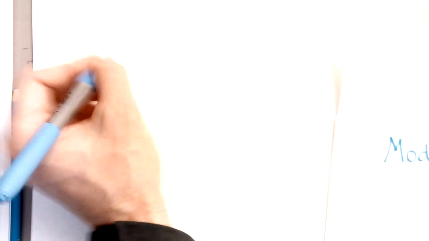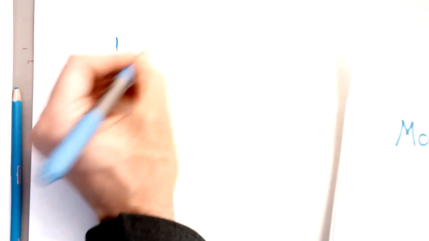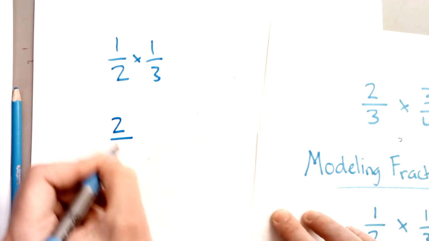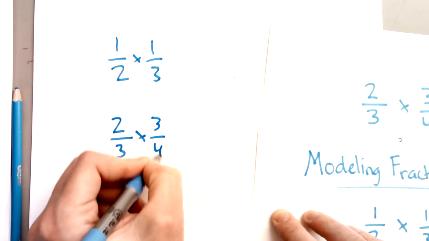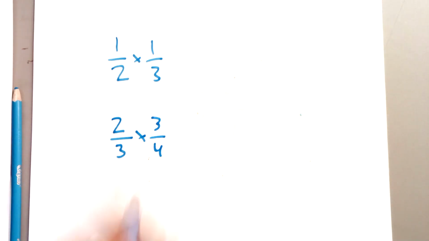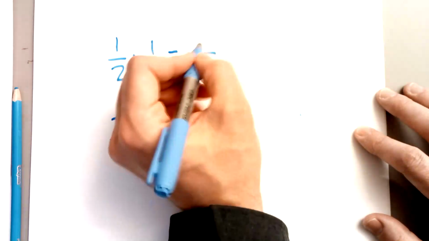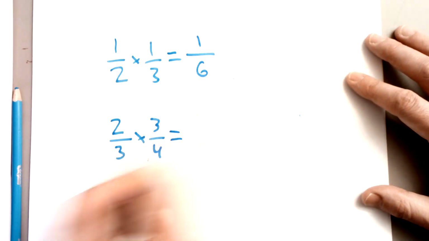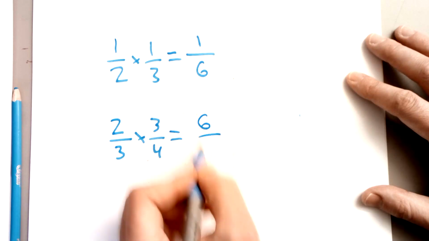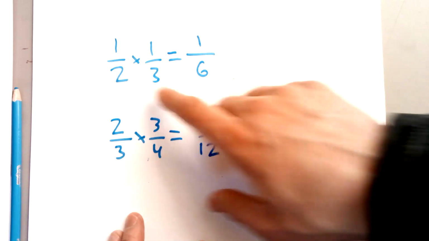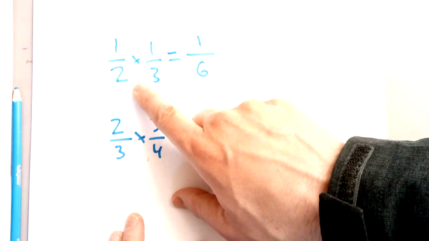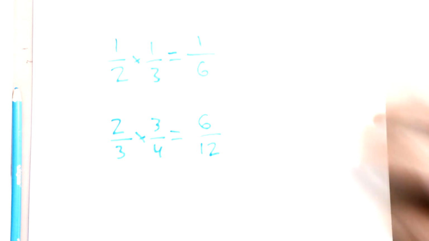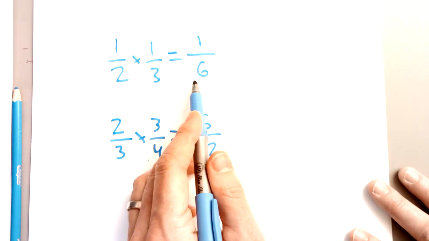I'm going to rewrite these fractions. 1/2 times 1/3 was our first expression, and 2/3 times 3/4 was our second expression. Did you notice something about the products? 1/2 times 1/3 is 1/6. 2/3 times 3/4 was 6/12. Did you notice that when multiplying fractions, you can just multiply the numerators across to get the new numerator and multiply the denominators across to get the new denominator?